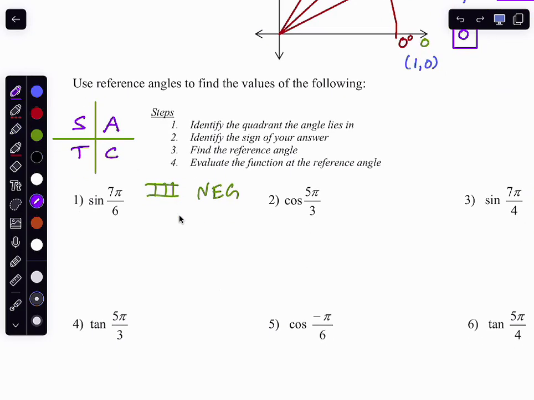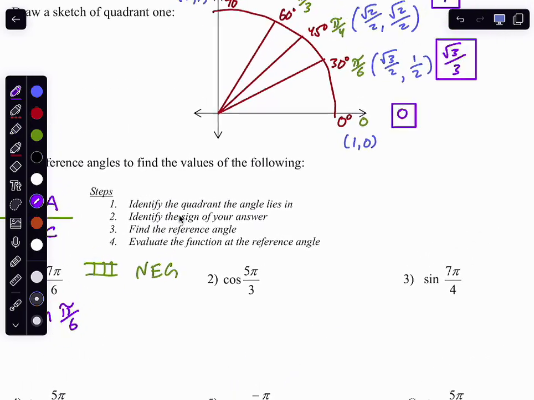So in quadrant 3, only tangent's positive, so it means that sine's negative. Okay, then it says identify the reference angle. So the reference angle of 7 pi over 6 is pi over 6. It's the amount of turn towards the x-axis. 7 pi over 6 is pi over 6 away from the x-axis. That's what we're doing on the previous page.